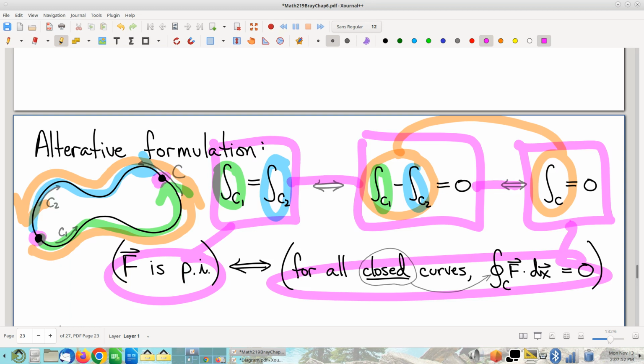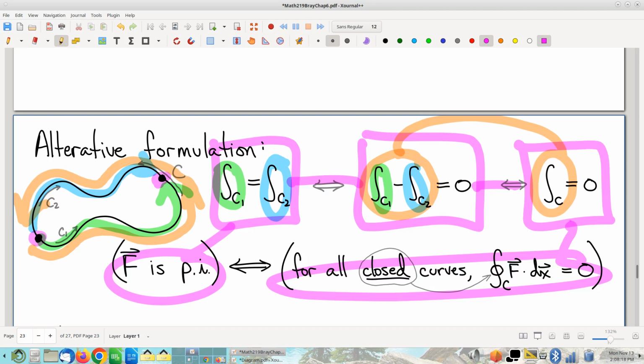as long as all closed curves, right? So notice that this orange curve here starts here, goes around, ends also here, right? As long as on all closed curves, this orange line integral is equal to 0. Same thing. Everybody on board?